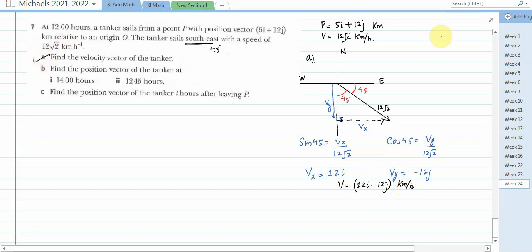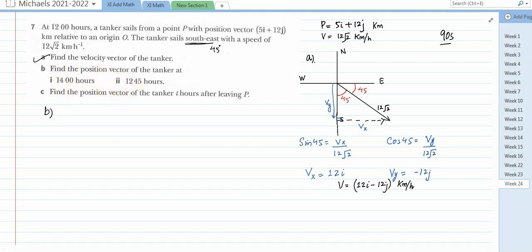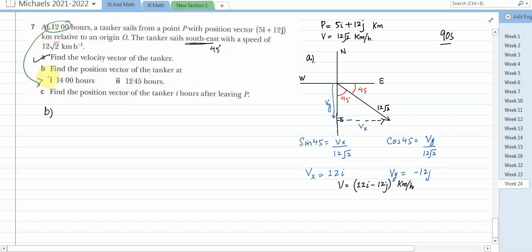Now you need to write down the solution in your copy and you have a time of 90 seconds, so start. Alright, for part B, find the position vector of the tanker at 14 hours and 12:45 hours. Now why are this 14 hours and this 12:45 hours given? You need to relate this time with respect to this one. Alright, the tanker starts at 12. What is the position at 2 hours? So for B part 1, the time we have is 2 hours. From 12 to 14 it's 2 hours, right?